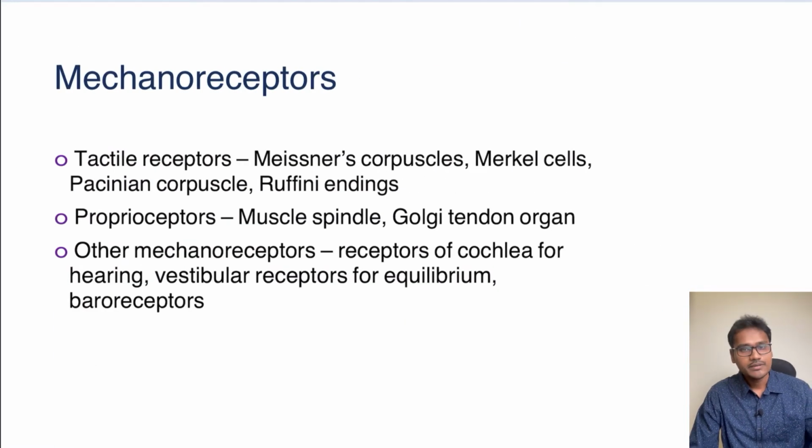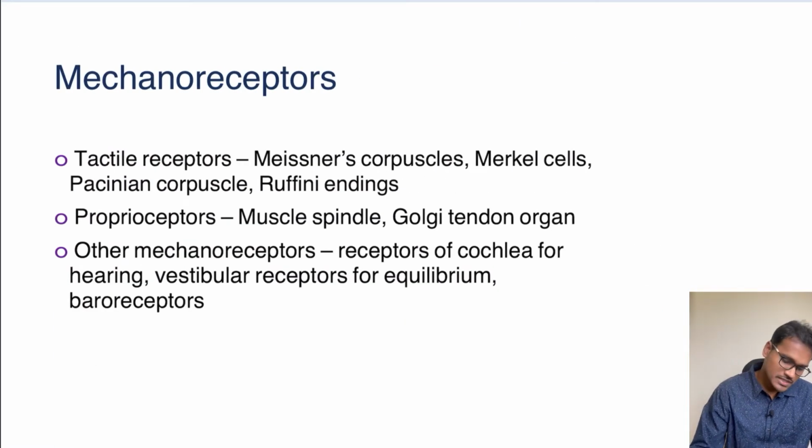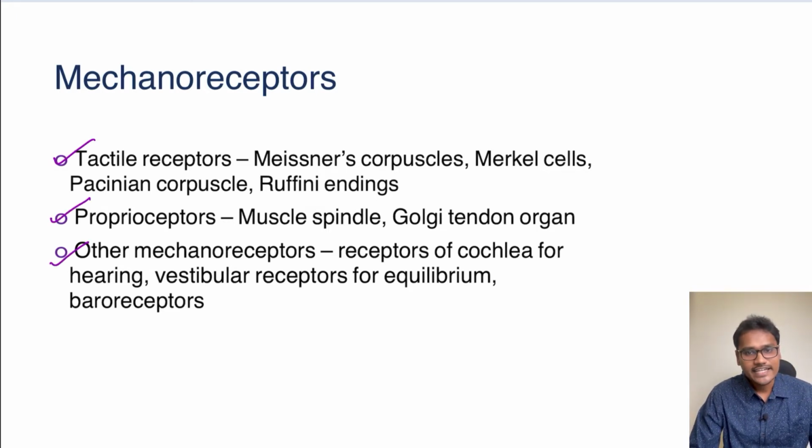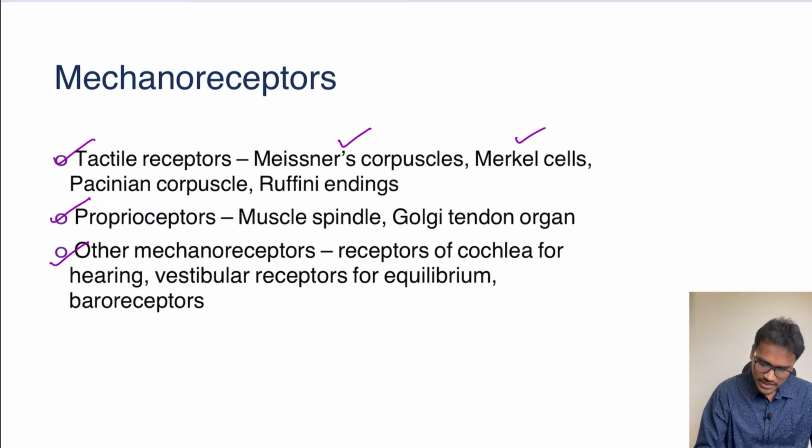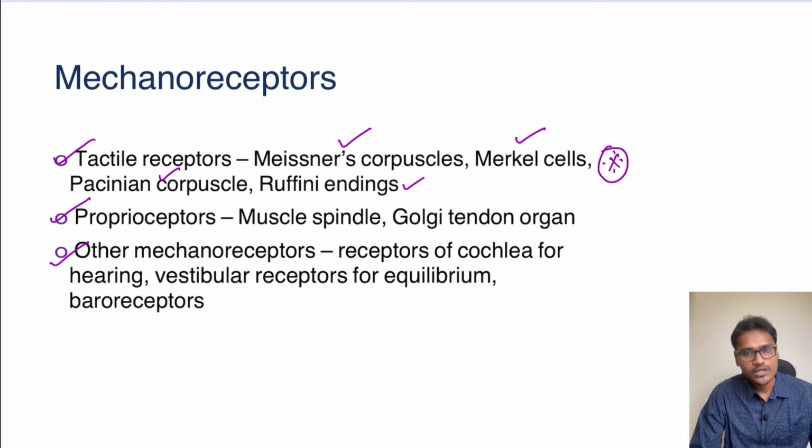So coming to the mechanoreceptors, they can be further divided into tactile receptors, proprioceptors and other mechanical receptors. Tactile receptors are very important, and there are several of them. Their number is numerous, but we will be discussing the four most important tactile receptors: Meissner's corpuscles, Merkel cells, Pacinian corpuscles and Ruffini's ending. This is one of the favorite questions of all the examiners as well as the entrance exam questions.